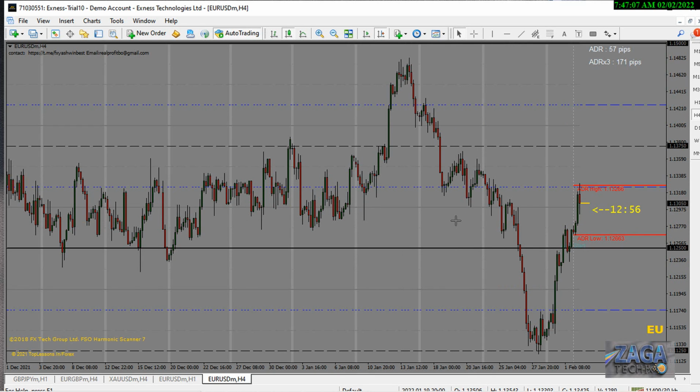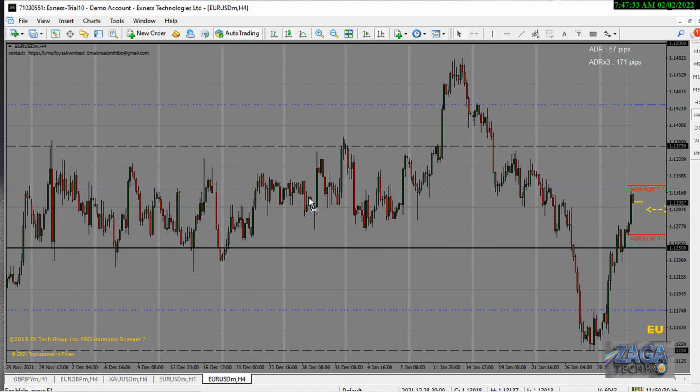Now we have the low, we have the high. So we have very clearly defined, clear swing highs and swing lows. It's not even hard to see, like the actual example I've shown you guys.